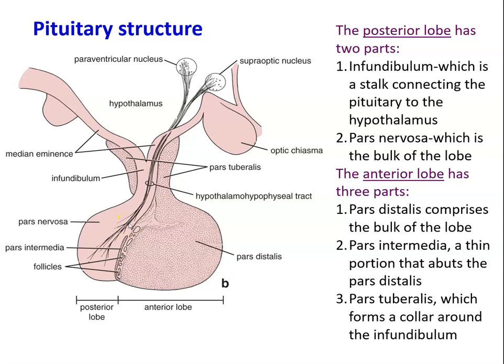The anterior lobe has three parts. The main part of the anterior lobe is called the pars distalis. There's a small portion called the pars intermedia that is around this series of cystoid spaces. And then there is a portion that reaches up and kind of wraps around the infundibulum called the pars tuberalis.